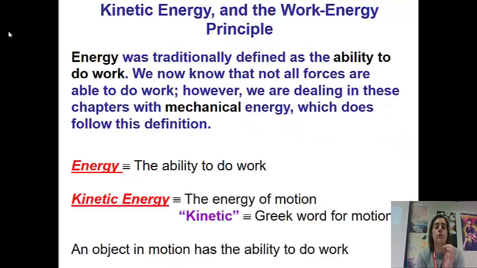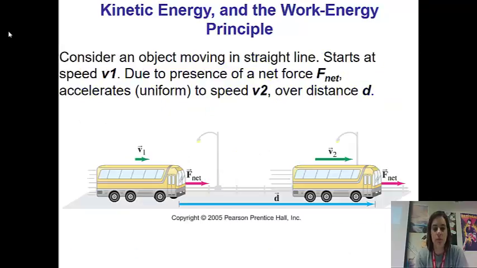Now, energy was always defined traditionally as the ability to do work, and then work is the force times distance, which is the change in energy. So it was kind of a cyclical definition, but that's okay. So we're looking at mechanical energy. Energy is the ability to do work, and then we look at kinetic energy. Kinetic energy is the energy of motion. So that means an object in motion has the ability to do work. If we want to equate those two.